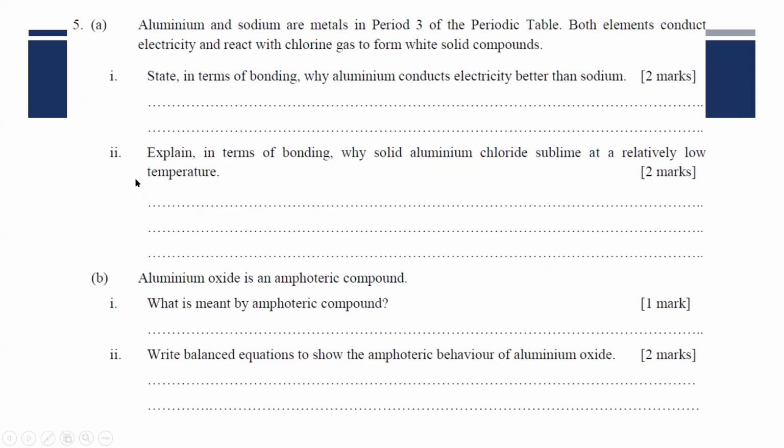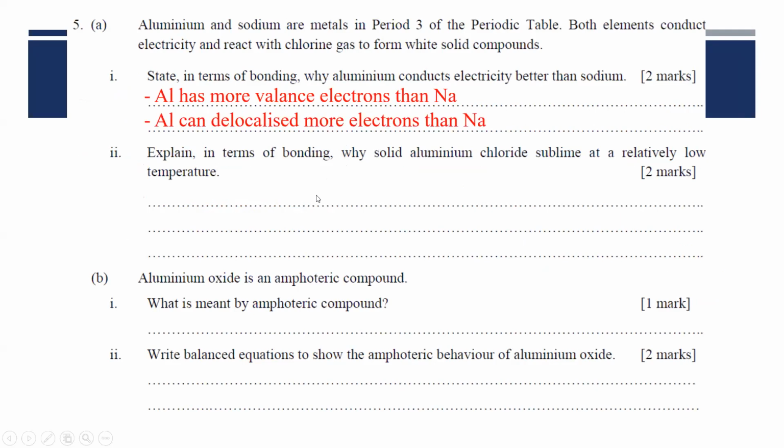Aluminium and sodium are metals of period 3 of the periodic table. Both elements conduct electricity and react with chlorine to form a white compound. A. State in terms of bonding why aluminium conducts electricity better than sodium. So in here, both of them are held by metallic bonds, but because aluminium has more valence electrons than sodium, therefore it has more electrons to delocalize.